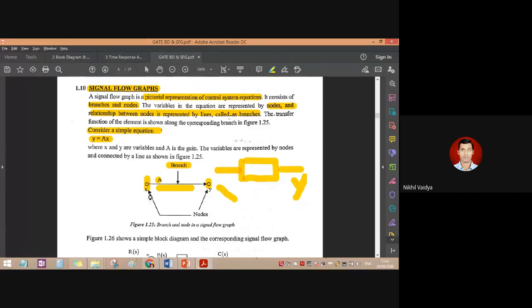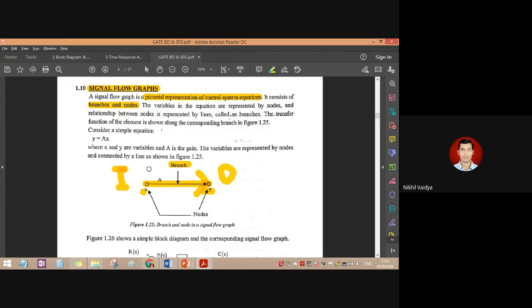So if you will see, the complete signal flow graph for this particular equation is the yellow shaded portion, where x and y are nodes, and this is called a branch. Now the branch has one arrow. What does this arrow indicate? The arrow shows the output side and the input side. Wherever the arrow goes, that direction will be considered as the output, and from where the arrow has arisen, that will be the input side.